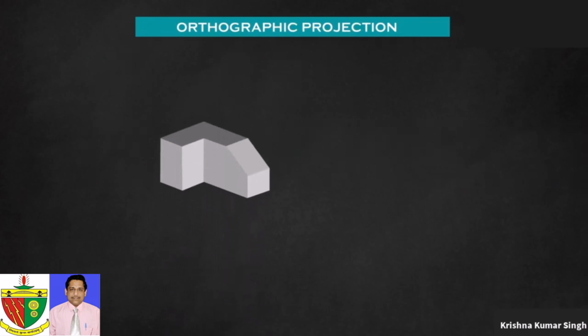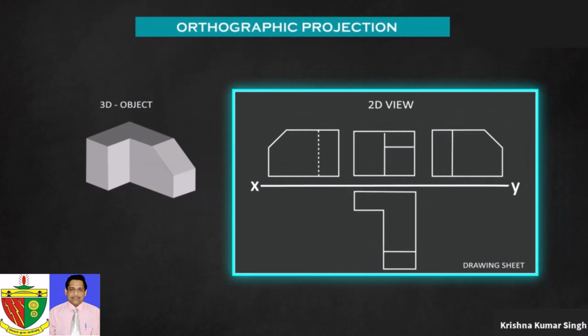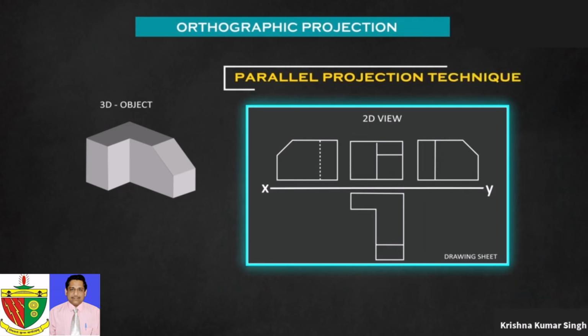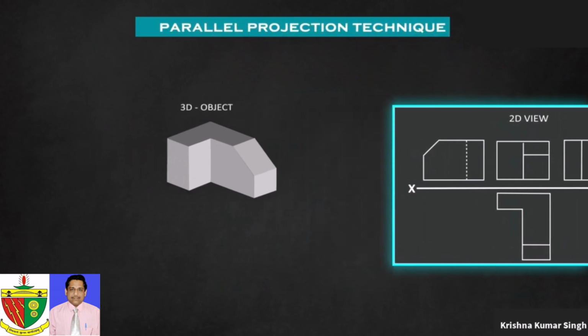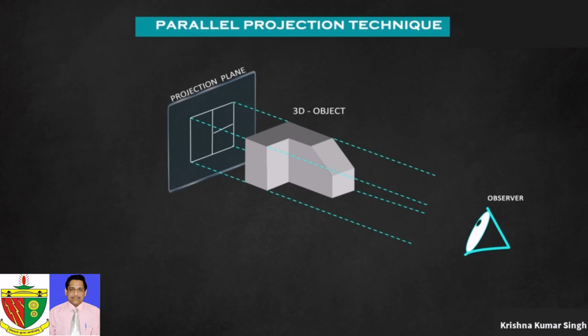Orthographic projection means the representation of three-dimensional objects into two-dimensional views on the drawing sheet. We get these two-dimensional shapes using parallel projection technique. In parallel projection, we project rays or line of sight onto the object that produces two-dimensional shapes on the screen or projection plane placed behind the object.